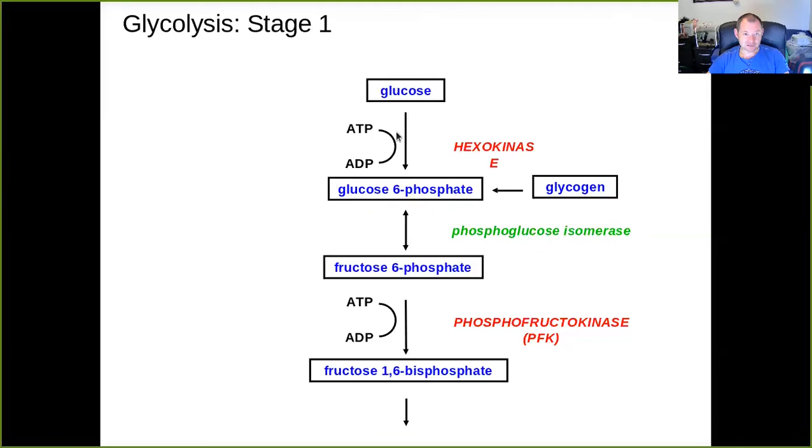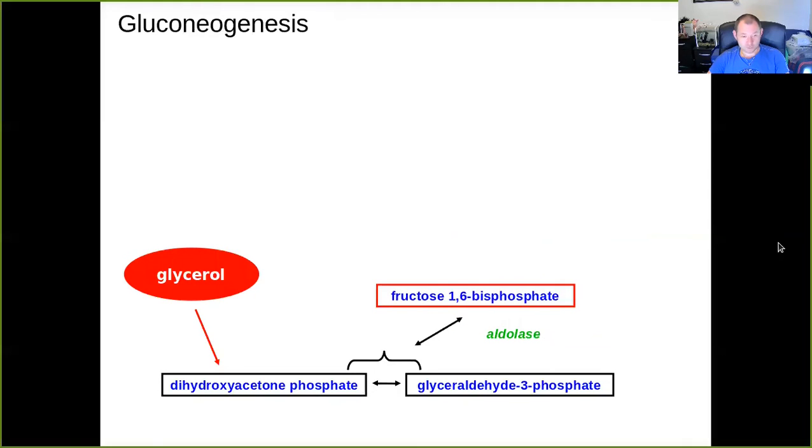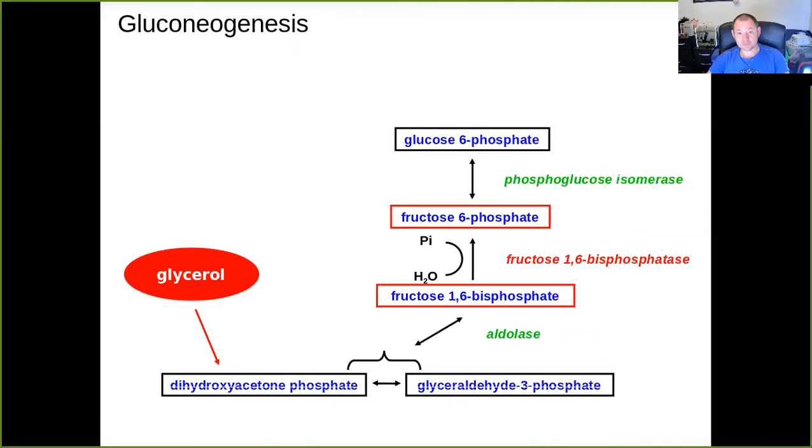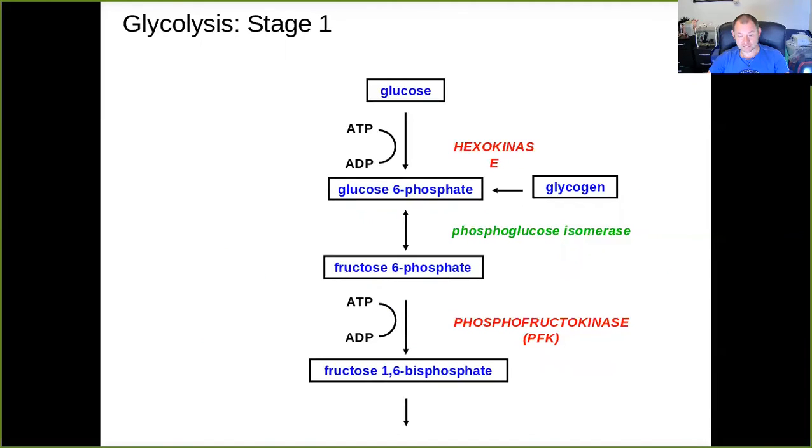This phosphorylated glucose, glucose 6-phosphate. Glycogen can actually produce this as well. If we break down glycogen, if we've got any in our liver, we go directly to this step here, the glucose 6-phosphate. So this bit, irreversible. So, well, yes, so there's glycerol, dihydroxyacetone phosphate, glyceraldehyde free phosphate, fructose 1,6-bisphosphate, fructose 6-phosphate, glucose 6-phosphate.